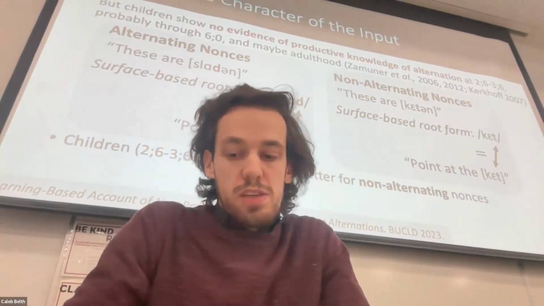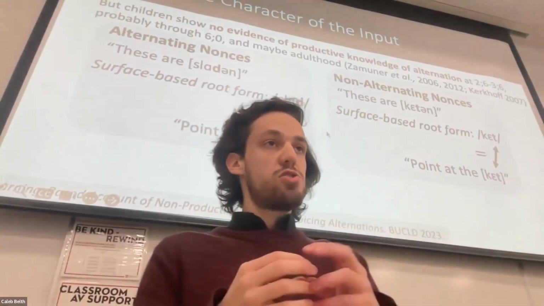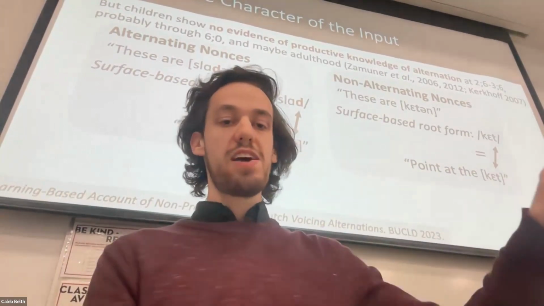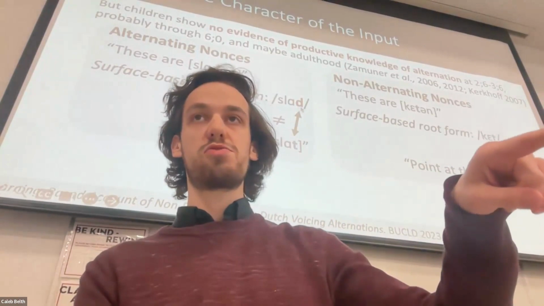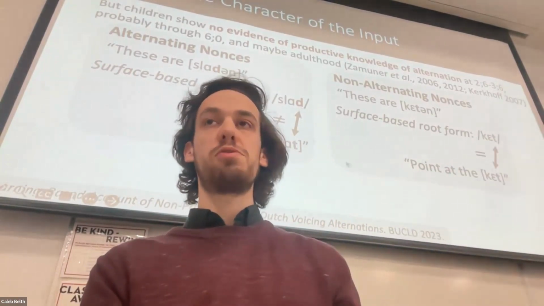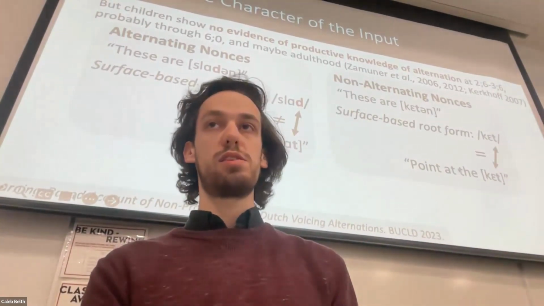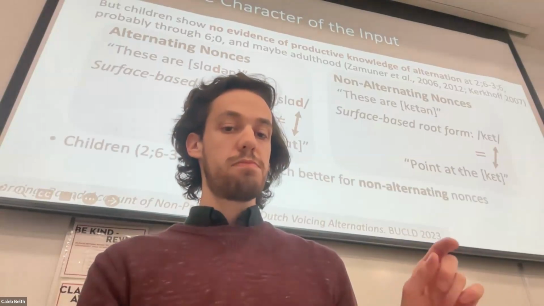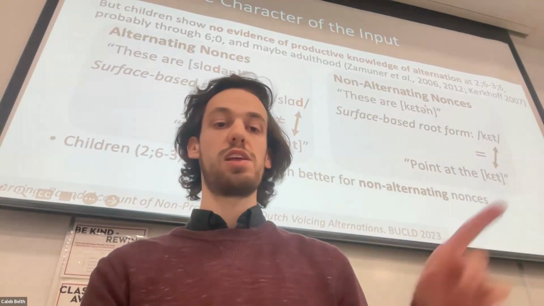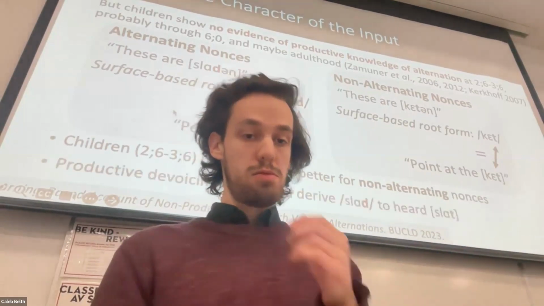So what's expected here is, if the children have a productive voicing alternation, if they can productively devoice the d, then they'll be able to get rid of this discrepancy between slawed and slot, and so they should perform equally well at both types of trials. If they don't have productive knowledge of this, then they would not perform equally well at the two trials. And children at 2.6 and 3.6 perform much better on the non-alternating nonces than the alternating ones. More consistent with the second hypothesis.